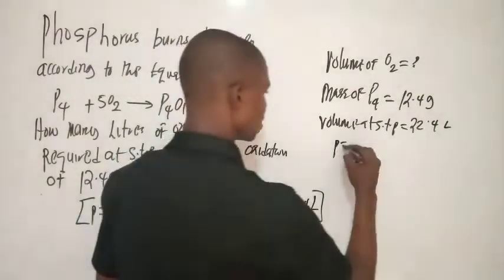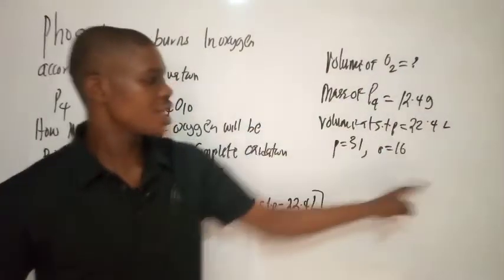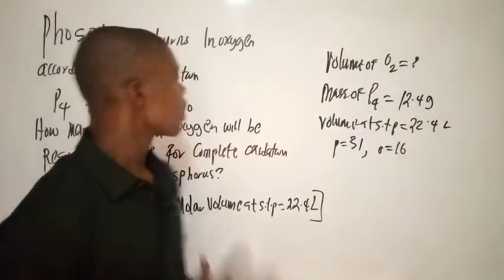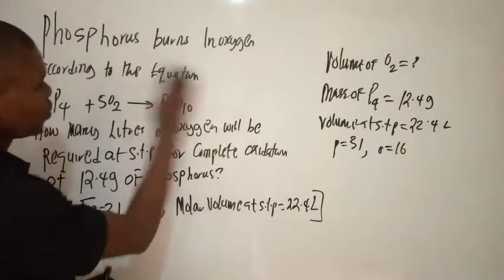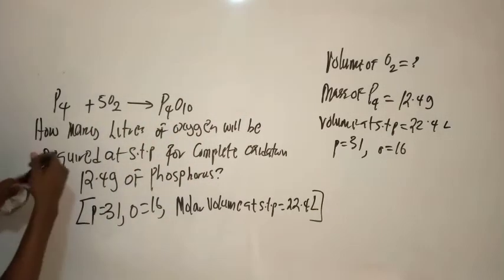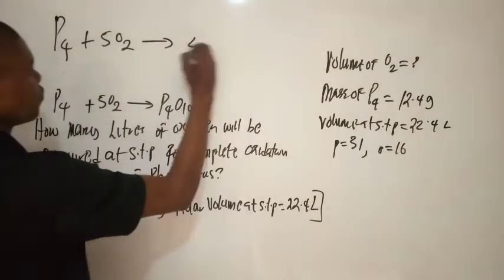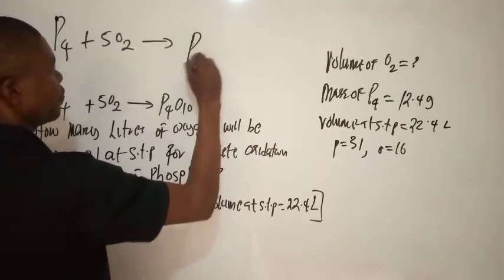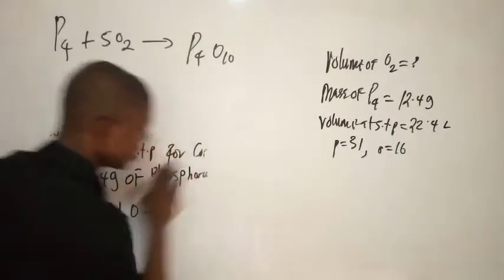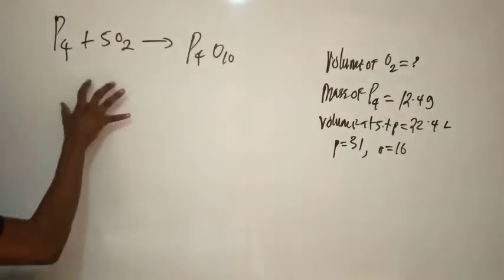Phosphorus is 31, oxygen is 16. This is the first thing you want to do: write out what is given to us. Now we write the equation, P4 plus 5O2 gives P4O10. We'll write this one out because we are going to use it constructively.